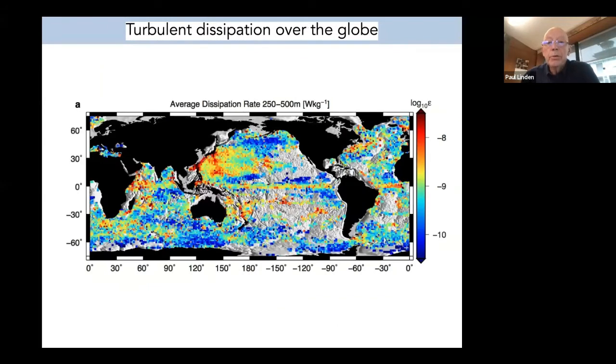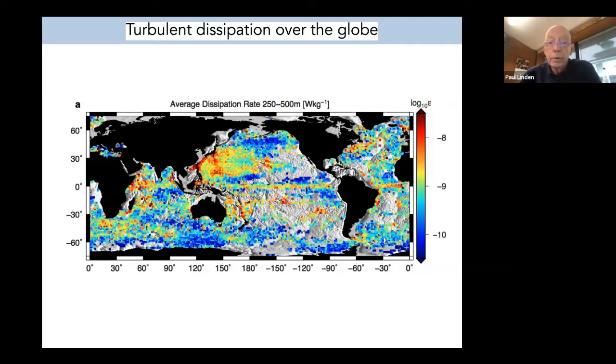And here is a picture of the dissipation rate averaged across the global oceans. It's in rather different units, but the numbers are comparable to what I've just shown you, so many times the molecular value. The main message I want to show you here is that it's very variable, that there are regions where the values are quite high.